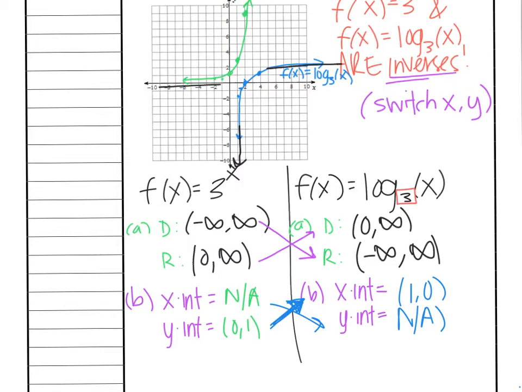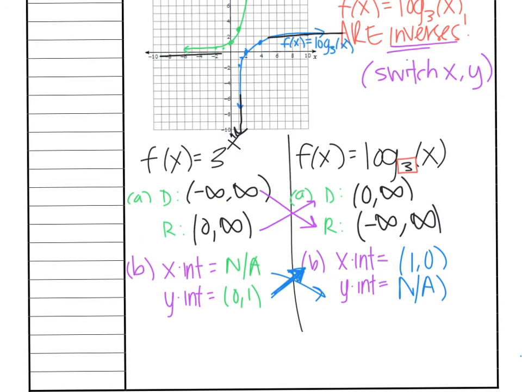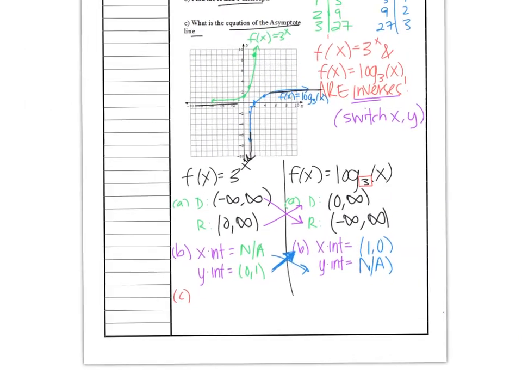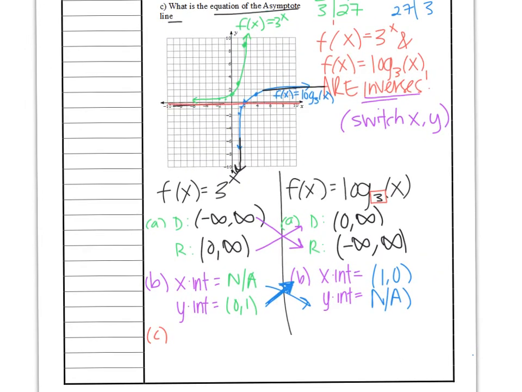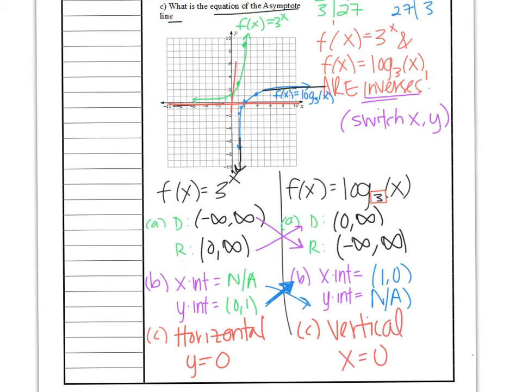And then part C says that we want the asymptotes. So the asymptote for the green function, if I zoom out a little, we can see it all together. We said the asymptote for the green function would be a horizontal asymptote at y equals 0. For the blue function, this one would be a vertical asymptote at x equals 0, because x will never become 0. It'll get really, really close, but won't actually hit it.